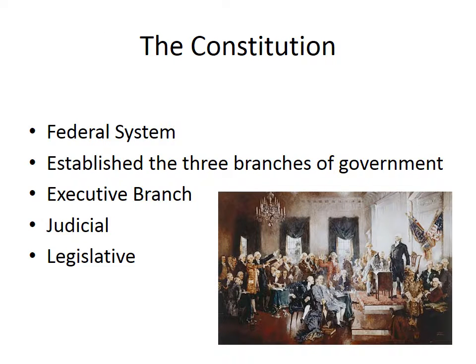So what did it do? The Constitution established a federal system. It's going to establish the three branches of government, which are the executive, judicial, and legislative. And it's going to establish this principle of checks and balances and separations of power. So these are the things that we're going to focus on and the things that you need to know for this class. So what is a federal system? And that's the first thing that they're going to try to hammer out in the Constitution.